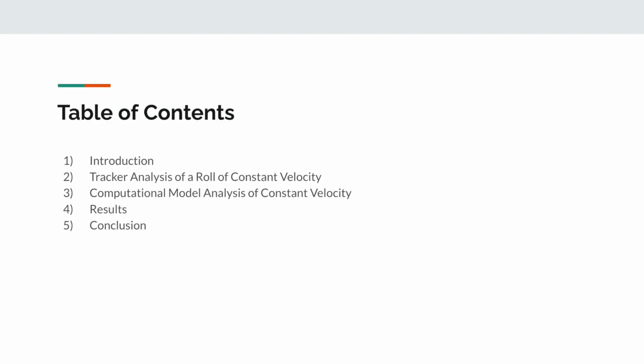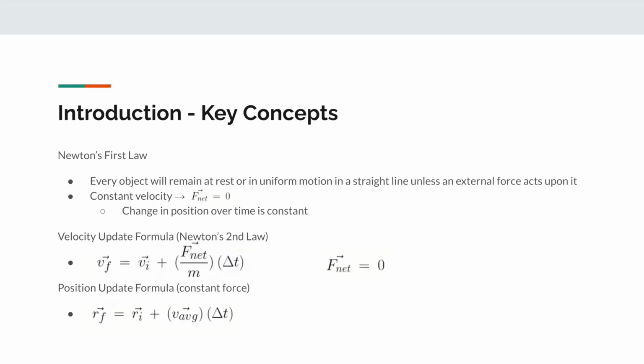Here's an overview of what we'll cover: an introduction to the concepts behind constant velocity, a tracker analysis of an object moving at a constant velocity, a computational model that predicts the motion, a comparison of the results, and finally, our conclusions. To begin, we'll review some key concepts.